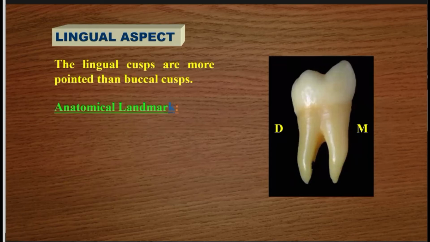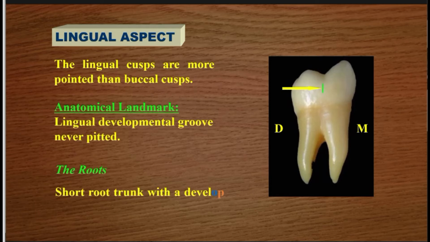The lingual cusps are more pointed than the buccal cusps. Anatomical landmark: the lingual developmental groove is never repeated. The lingual developmental groove always finishes with a faint line. And the roots have a short root trunk with a developmental depression. On the lingual side, there is a small depression on the root trunk.